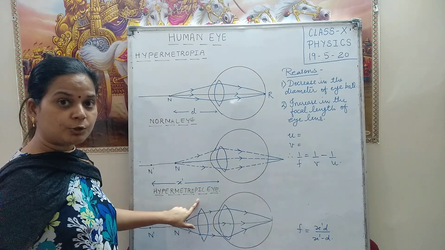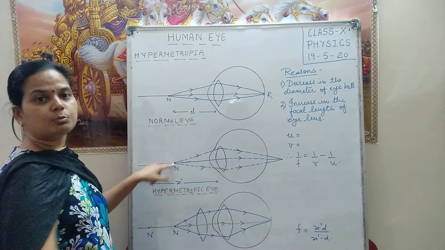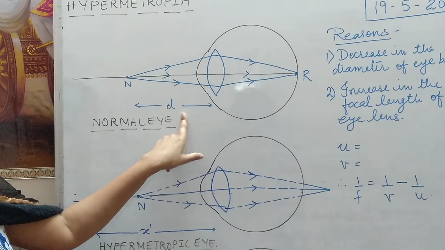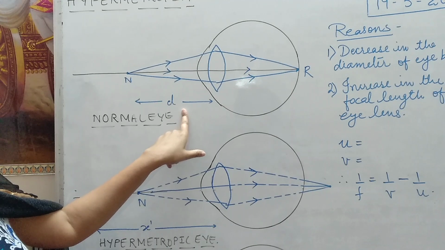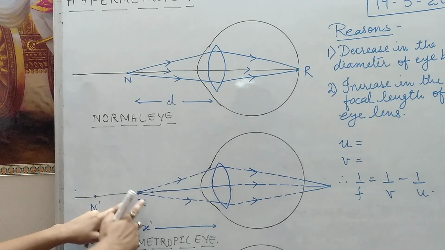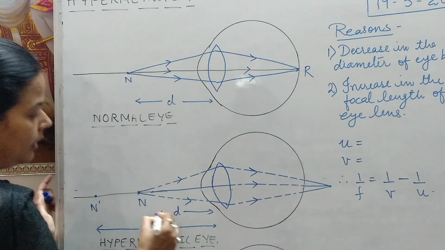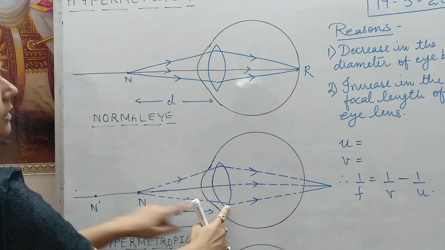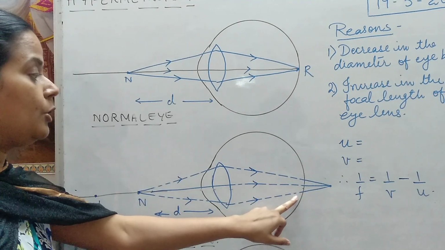What happens in the hypermetropic eye? The rays moving from the near point, which is represented by small d. And why small d? Small d means least distance of distinct vision. That means the least distance which is required for an object to be kept in order to be seen clearly. So it is represented by a small d. If the object is placed at the near point of a normal person, then the rays will meet out of this retina. That means it will not meet at the retina.